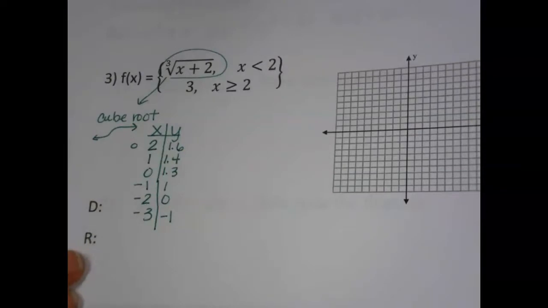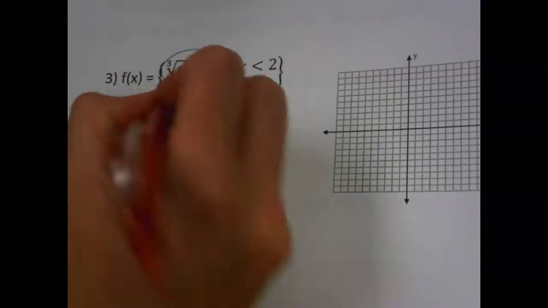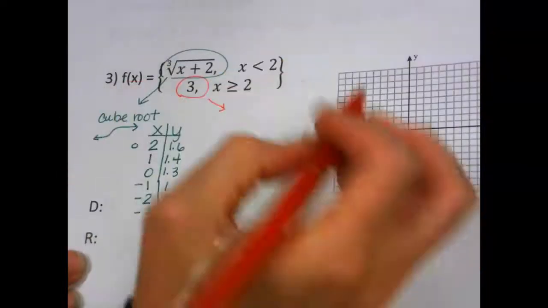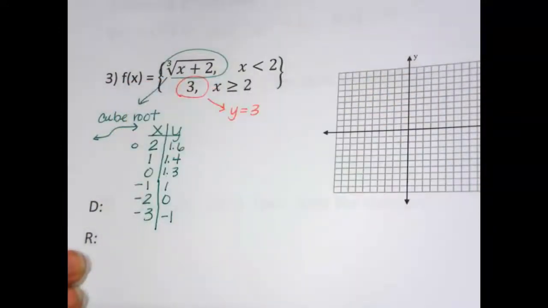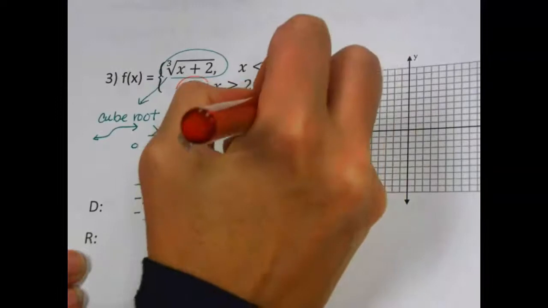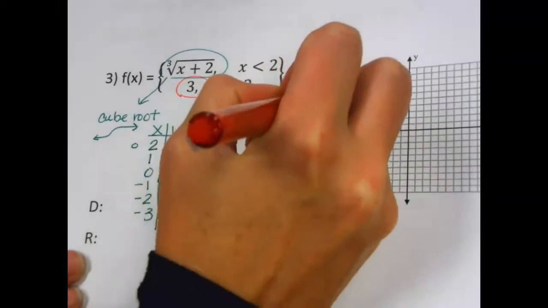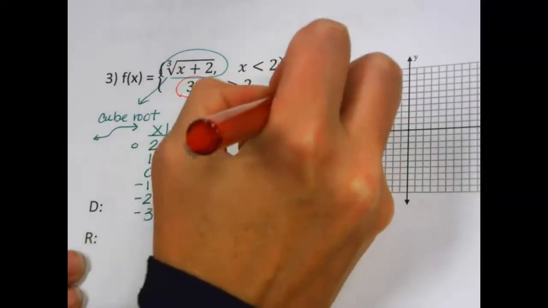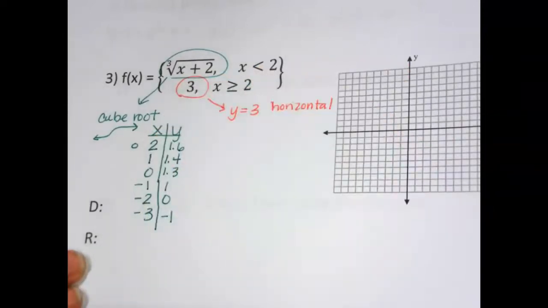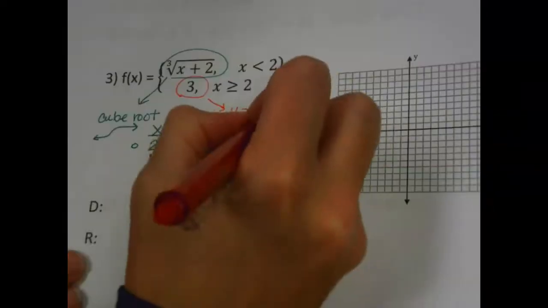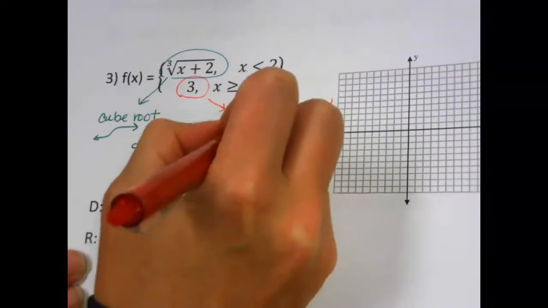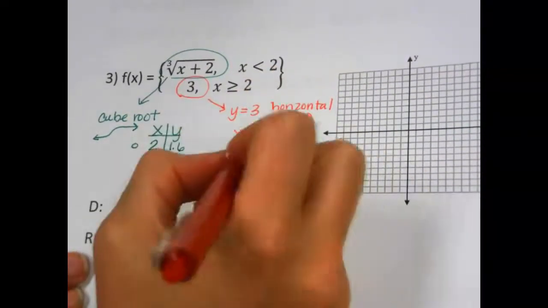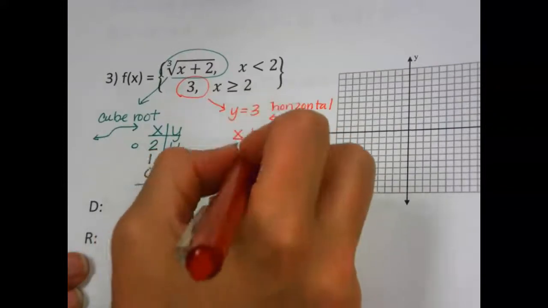And then we want to go and look at our second function, which is just a 3. So that's kind of strange. That means it's the equation y equals 3, which happens to be a horizontal line. Okay, so it's linear, but it'll just be a line that's going horizontally. Horizontally is left to right. So you can make a table. But every value that you graph is going to have a y value of 3.